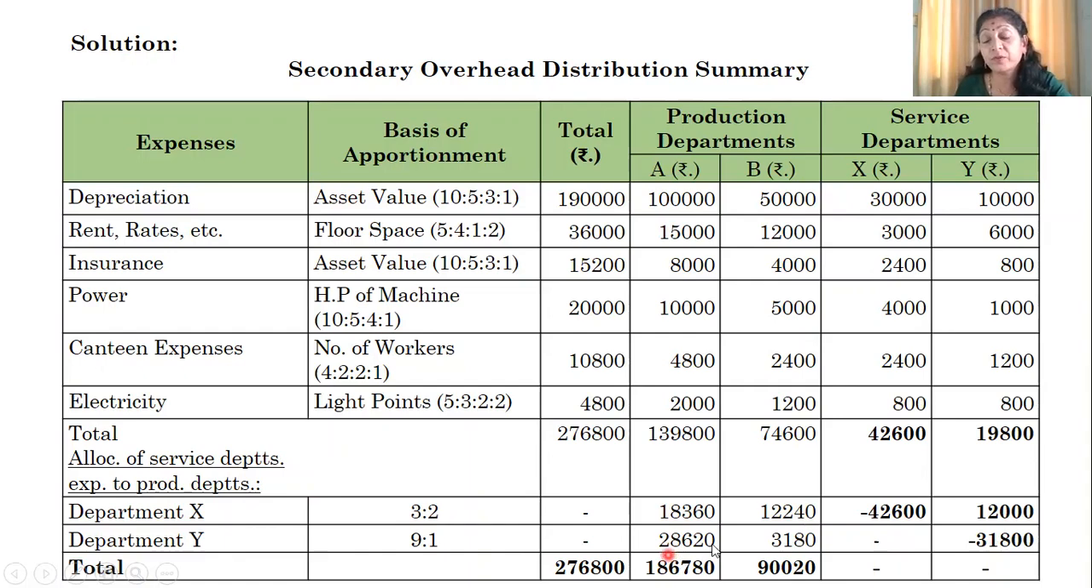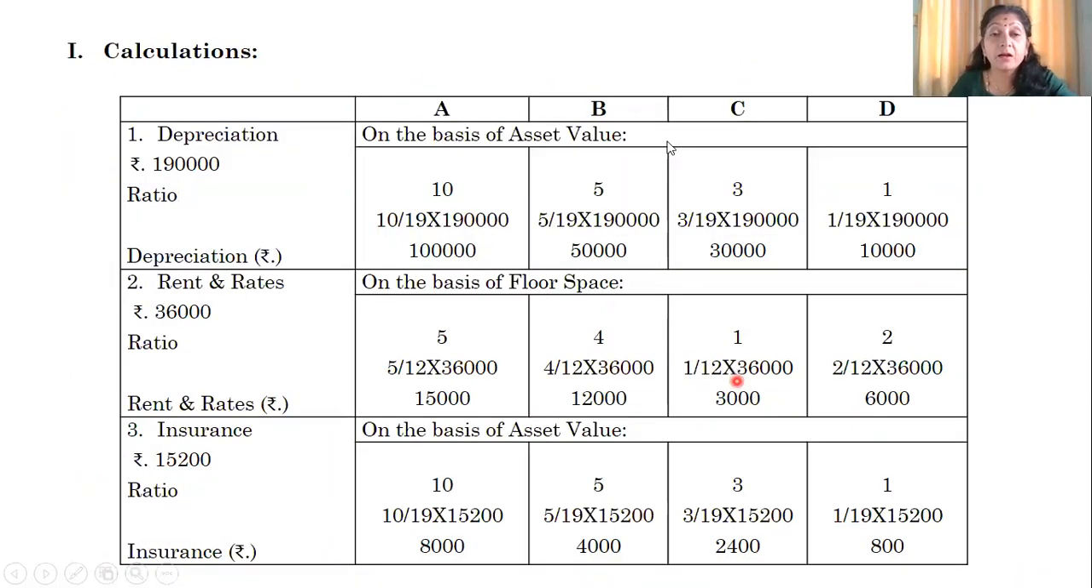That is 28,620 and 3,180. This is the total, the main total as well as the totals of A and B we have to make. How did we arrive? 1,39,800 plus 18,360 plus 28,620, we arrived at 1,86,780. Here 74,600 plus 12,240 plus 3,180, we arrived at 90,020. We allocated the two service department expenses to the two production departments. Dear students, in the calculation here it is X and Y, it is not C and D.